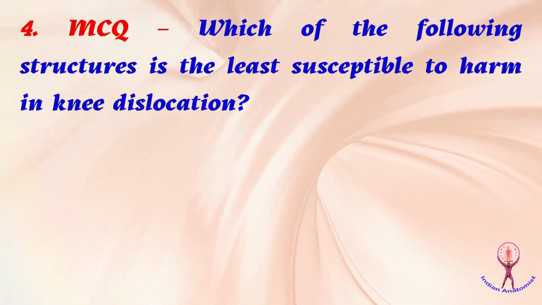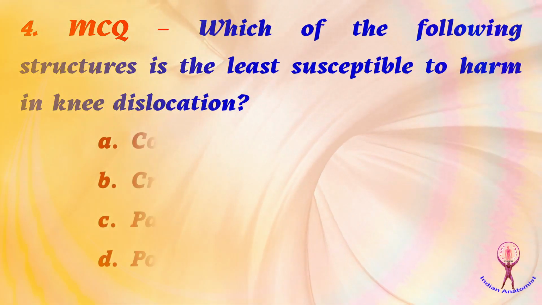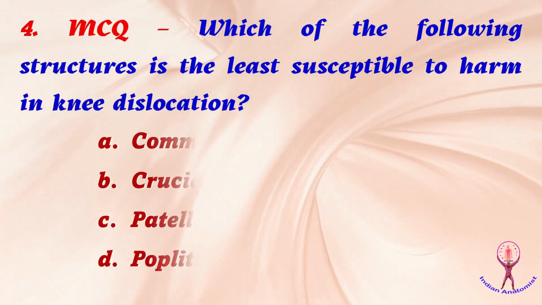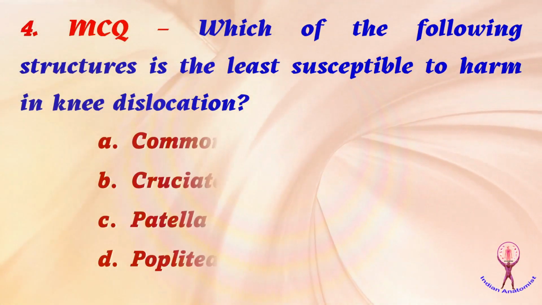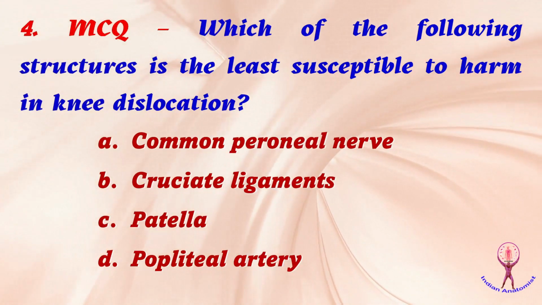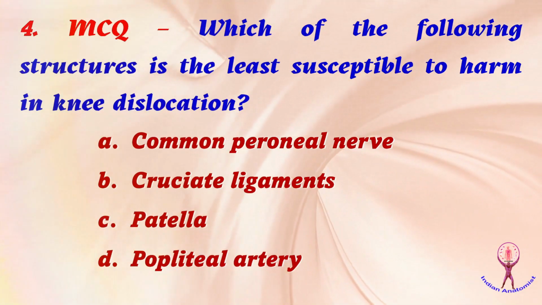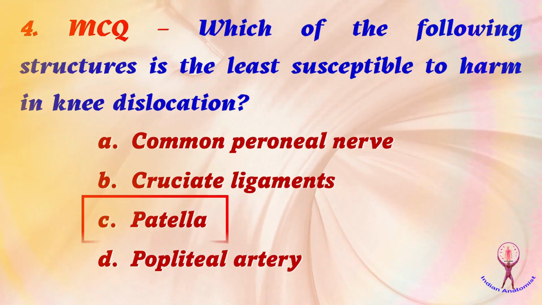The fourth MCQ is, which of the following structures is the least susceptible to harm in knee dislocation? A. Common peroneal nerve, B. Cruciate ligaments, C. Patella, and D. Popliteal artery. And the correct option is C.